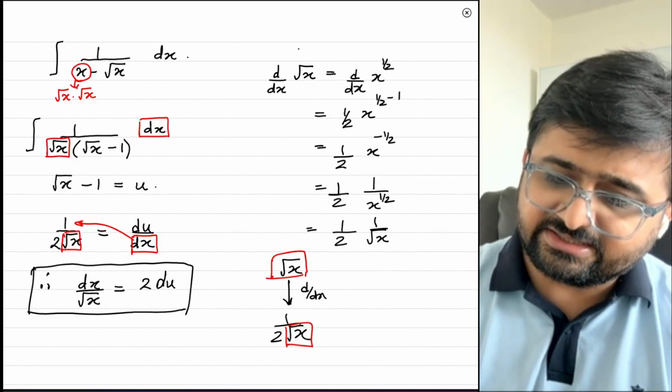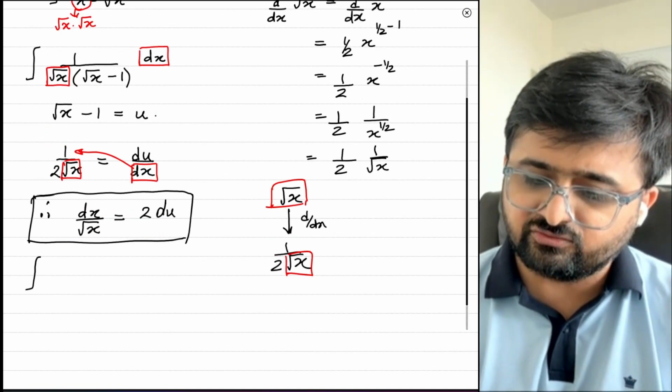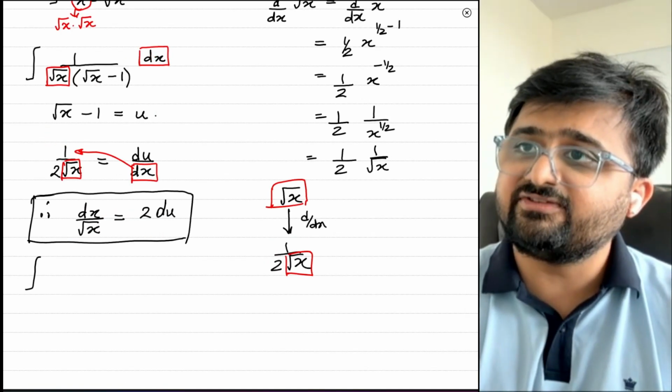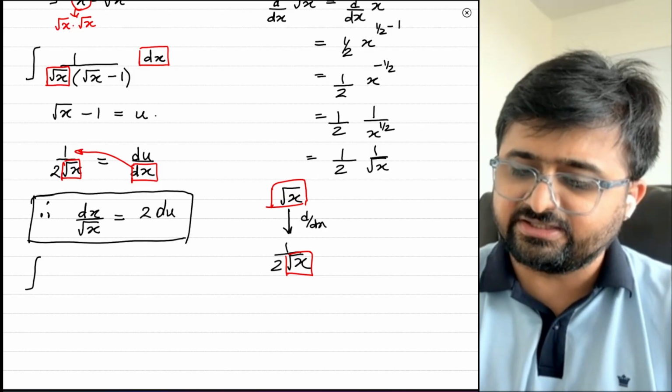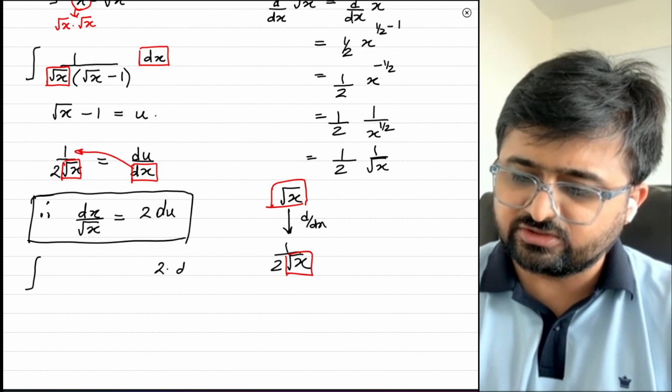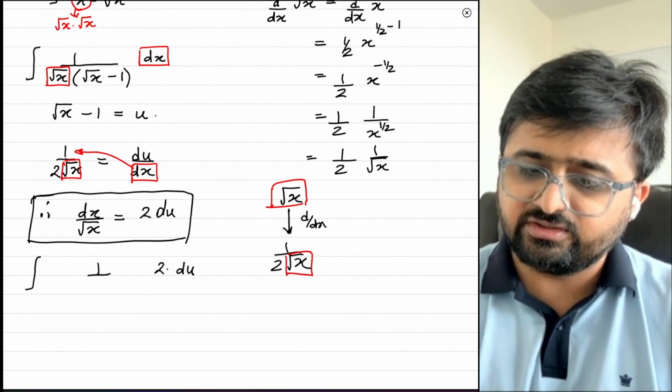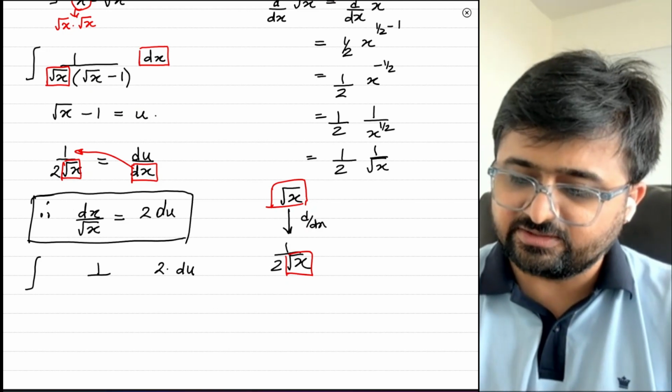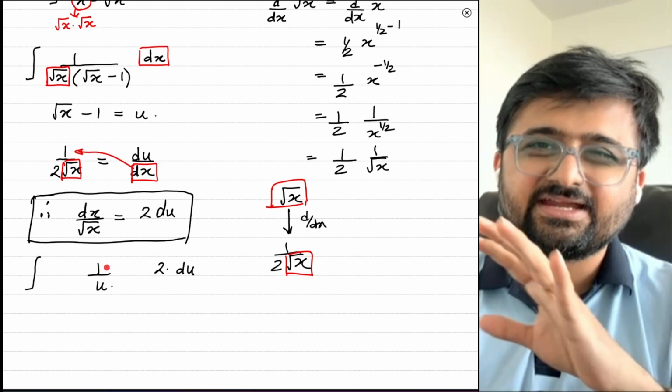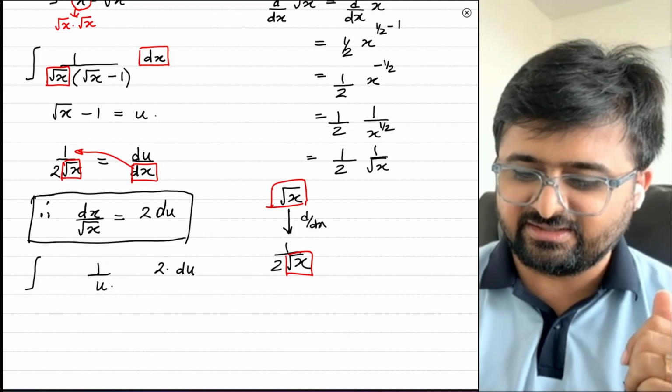Now let's convert that entire integral from the x world to the u world, so that dx divided by square root of x can be written as 2 du. So 2 times du, and 1 over that square root of x minus 1 is nothing but u. Now what you see on the screen is a kindergarten integral. Oh, I wish they had integrals in kindergarten.